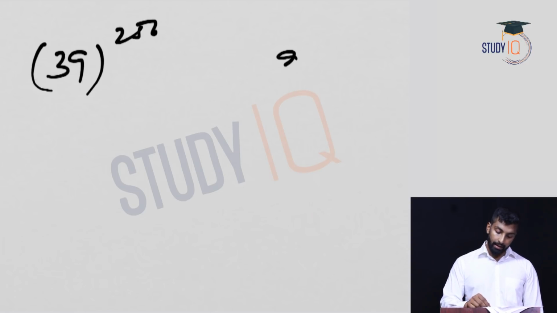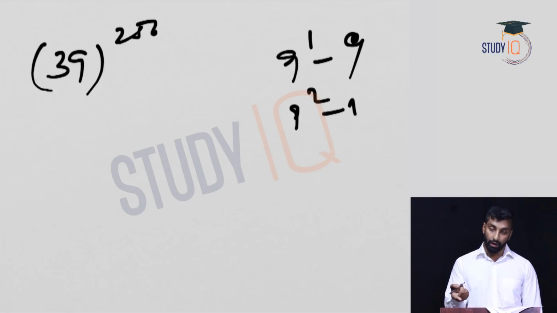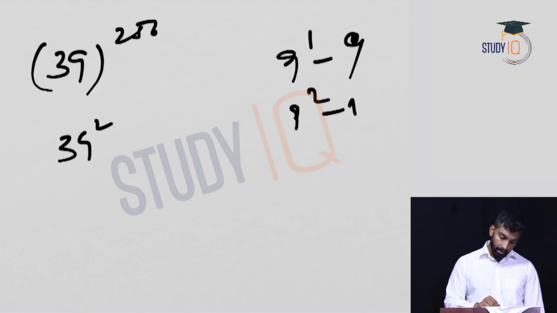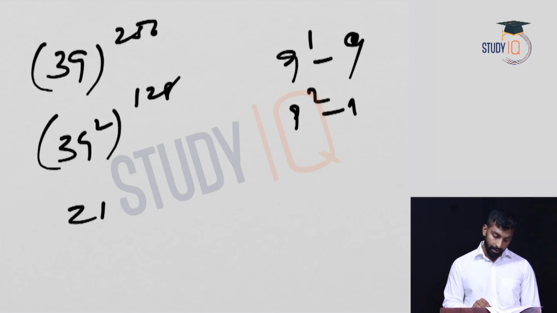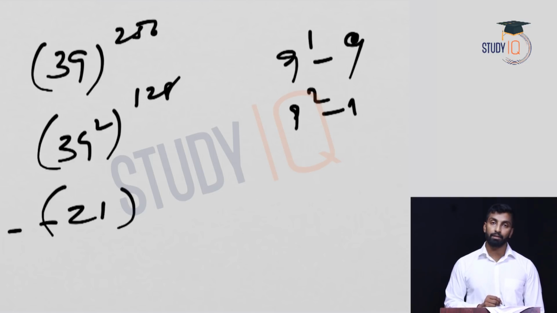What if it is 39 raised to 256? 9 raised to 1 is 9. 9 square is 1, right? So 9 square giving you 1. So you'll write it as 39 square raised to 128. What is 39 square? I don't know. Last two digits, because I need the last two digits. I know that this is going to end in 1, right? What I need is the last two digits, right? So 39 square last two digits I don't know. I know what is 11 square. That is going to end in 21. There may be two numbers, two digits here, but I'm not interested. If you want, you can find it, right?